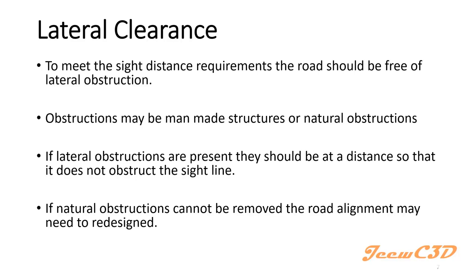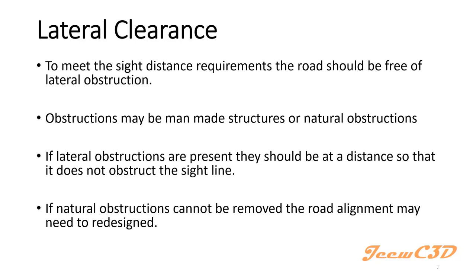So when you are traveling on a curve, if you have a house closer to the inside edge of the road, you cannot see the other part of the curve because of the house. So it obstructs the sight distance. On the other hand, if there is a large rock closer to the inside edge of the road, still that will be disturbing your sight distance. So these obstructions should be placed at a distance where the sight distance is not obstructed.